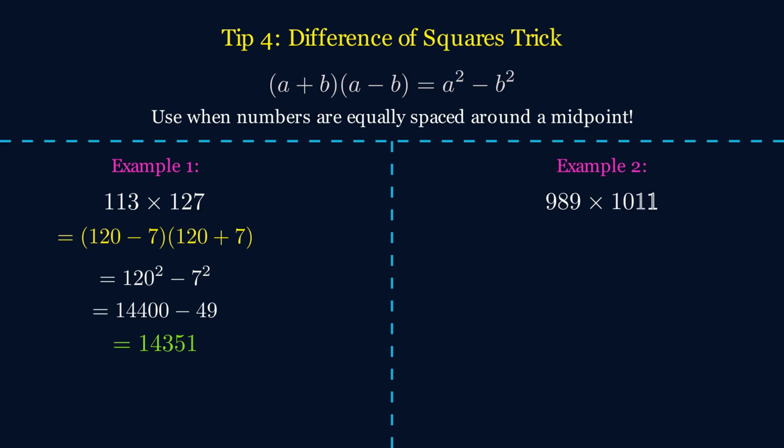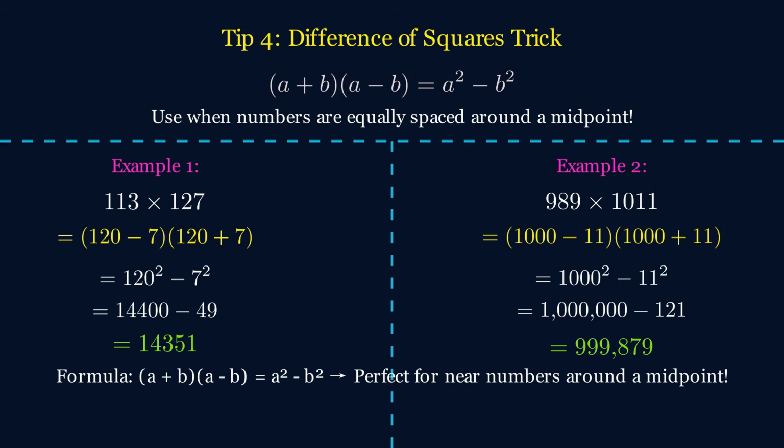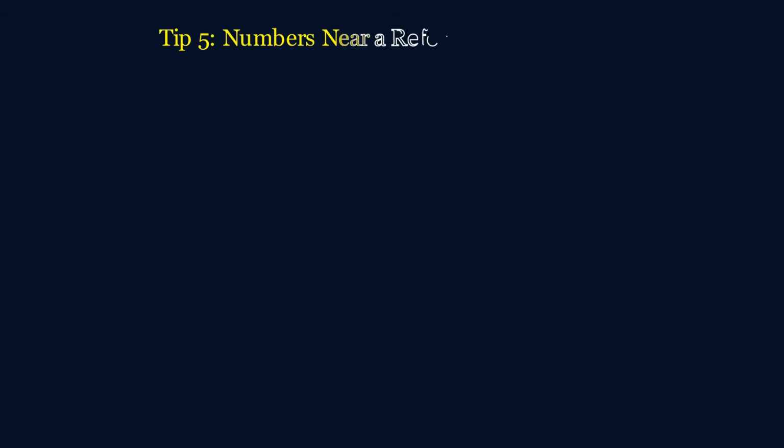989 times 1,011. Notice they're equally spaced around 1,000. One is 11 less, and the other is 11 more. That equals 1,000 squared minus 11 squared. 1,000 squared is 1 million, and 11 squared is 121. Subtract, 1 million minus 121 equals 999,879.